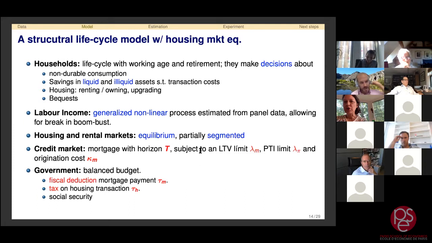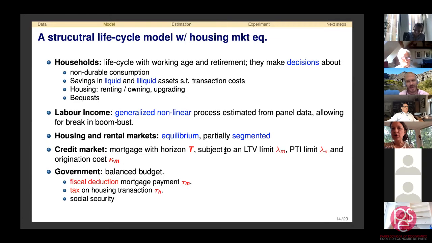The housing and rental markets we're going to model in equilibrium, partially segmented. I'm going to come back to this, and this is important. In particular, there's a recent debate on how the segmentation of the housing market, from both the demand and the supply side, affects movement in house prices, consumption, etc.